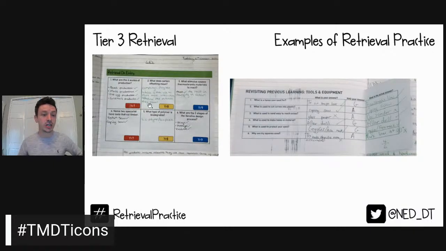Over the course of a key stage here, you can see I've got a challenge grid. So there's 2 questions there from year 7, 2 questions from year 8, and 2 questions from year 9. So again, using a time scaffold, students have got maybe 6 minutes or 8 minutes to answer those.